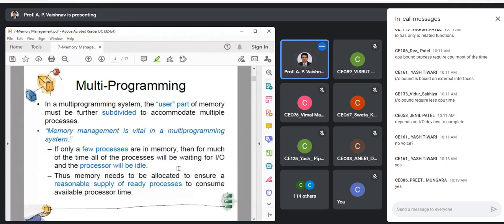So what is recommended ideally? We are looking at a problem right now. What is the solution? The solution is that memory management should be capable enough to provide a continuous supply of ready processes, or at least you should have multiple processes residing in main memory. Are you clear with the solution also?